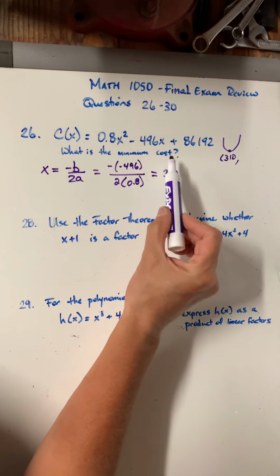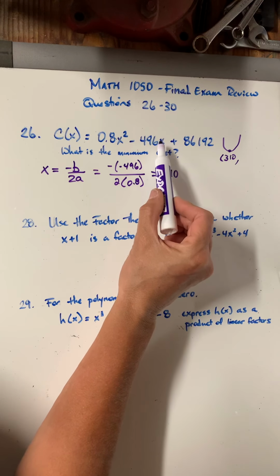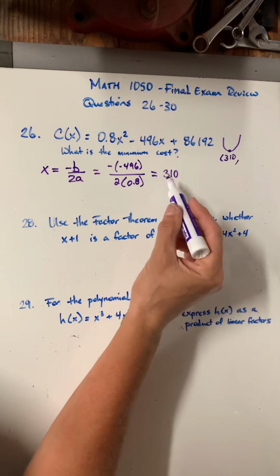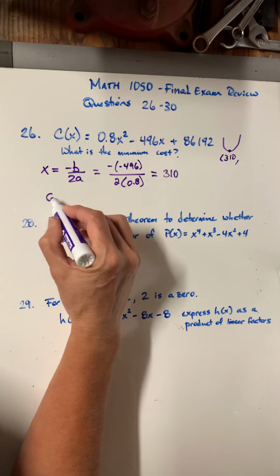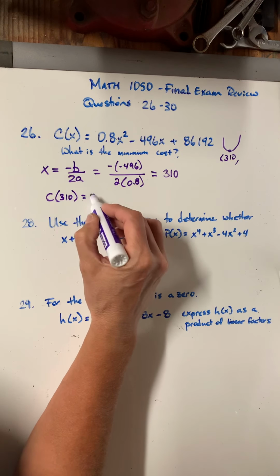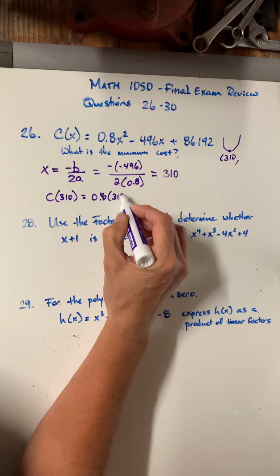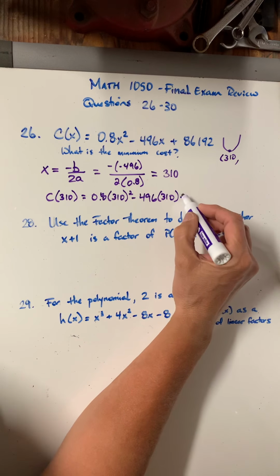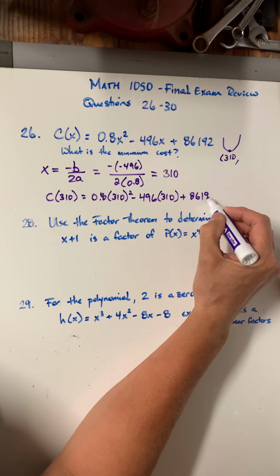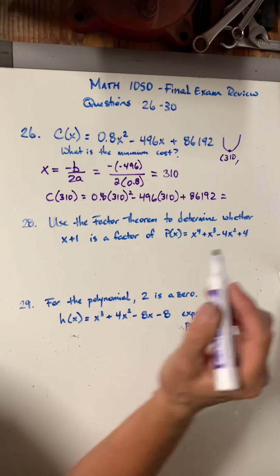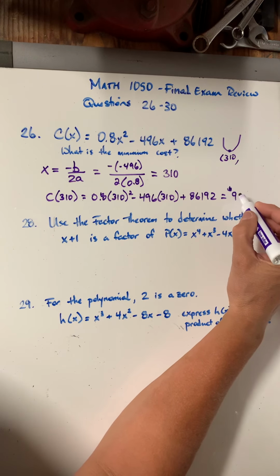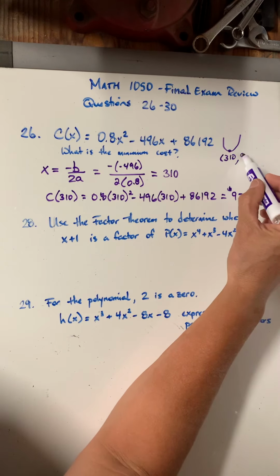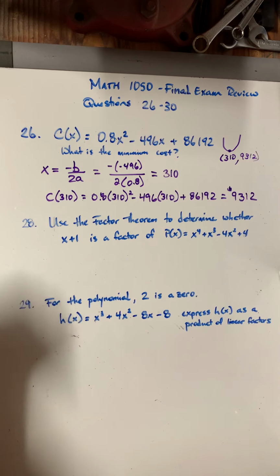But they're asking for the actual cost as opposed to x, which is the number of items that would make it that cost. So what they're wanting is the y. To find the y, you have to put 310 back into the cost equation. So you're going to evaluate 0.8 times 310 squared minus 496 times 310 plus 86,192. So the answer that you'll get is hopefully $9,312. That's the minimum cost. So this would be the y value of that minimum point.